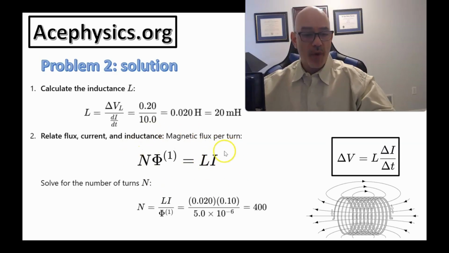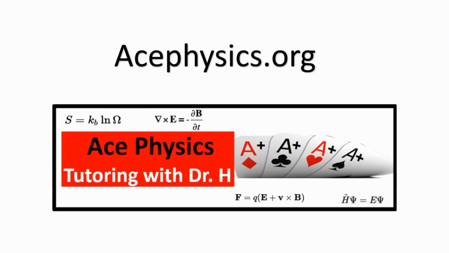I can solve this equation for N. N equals Li over the flux through one loop. We know L, we know the current, and the flux through one loop was given to be 5 microhenries, and that tells us that this is a 400 loop inductor.